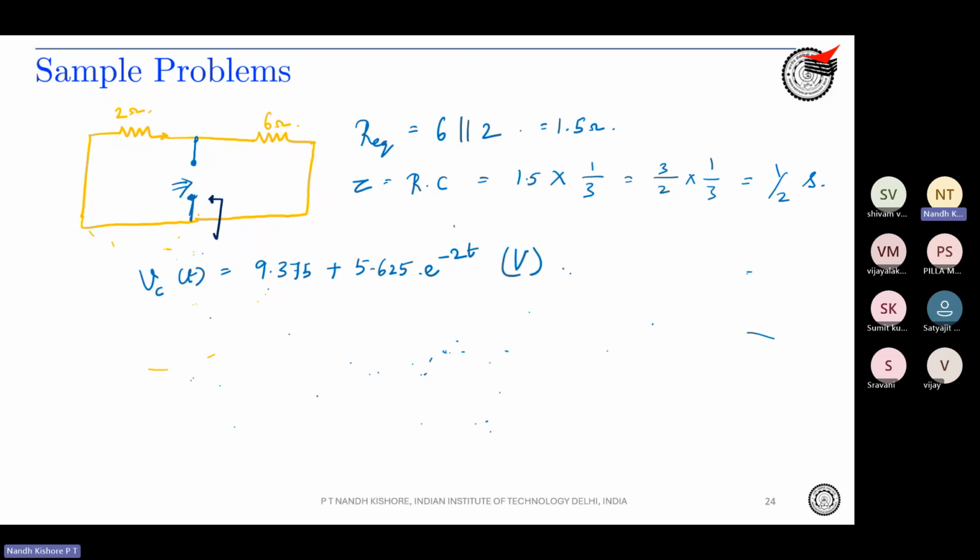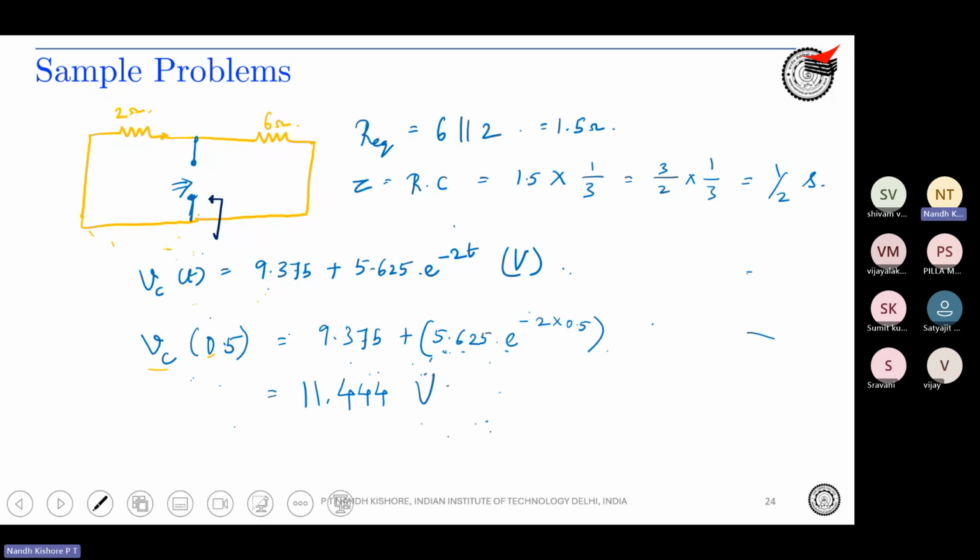Okay, this is the capacitor voltage. Once we know the capacitor voltage, at 0.5 seconds it is going to be 9.375 plus 5.625 into e power minus 2 into 0.5. So just 5.625 plus 9.375. It is coming around 11.444 volts. Okay, this is the answer.